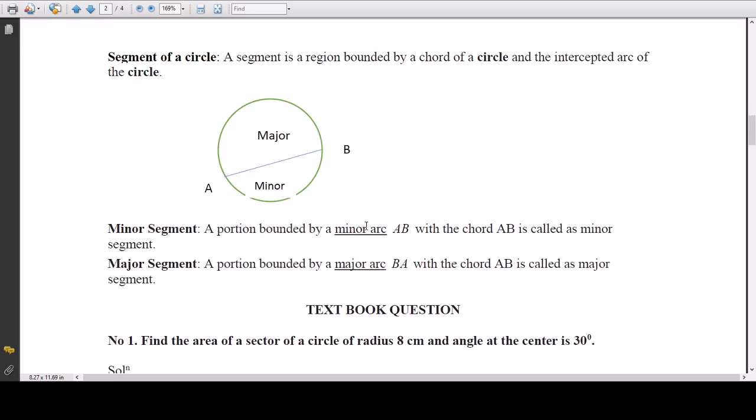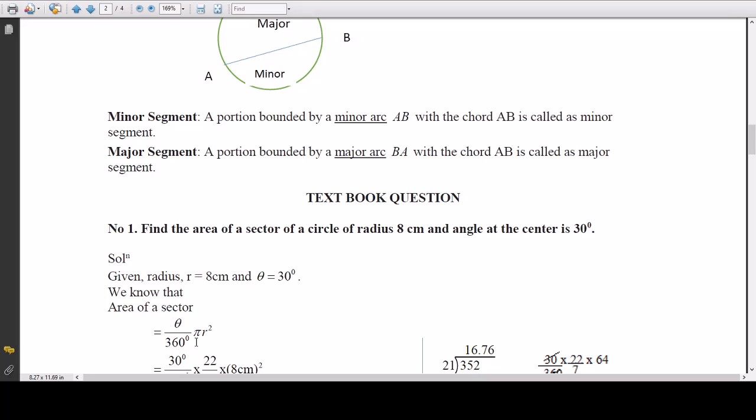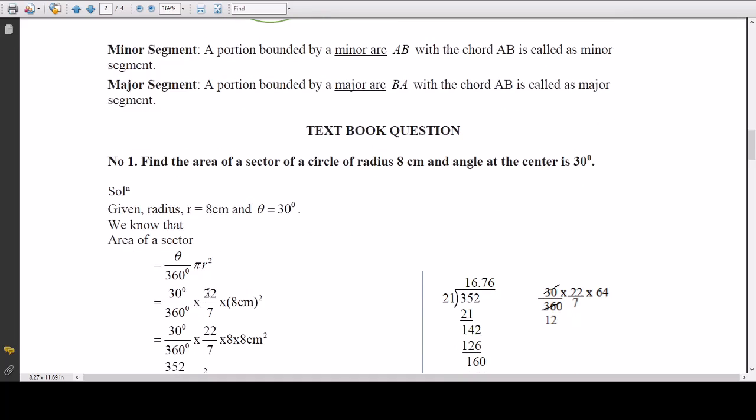Now going to the textbook question, problem number 1: find the area of the sector of a circle of radius 8 cm and angle at the center 30 degrees. As we have discussed, if we know the radius and the angle subtended at the center, then the area of the sector is given by the formula theta by 360 pi r square. Substituting the values, theta is 30 by 360, pi is 22 by 7, and radius is 8, therefore 8 centimeter square.